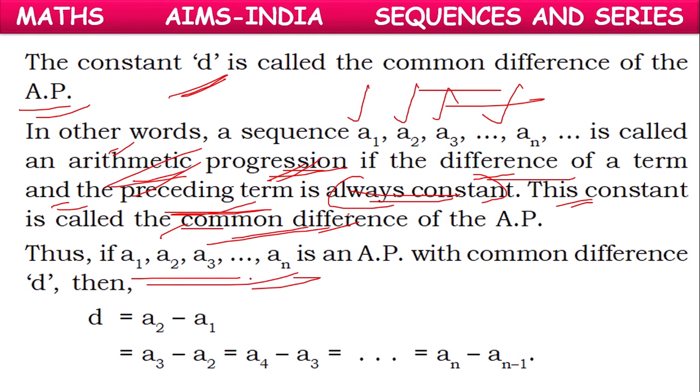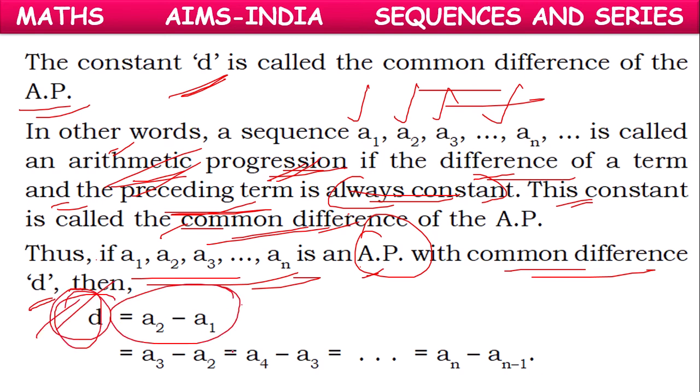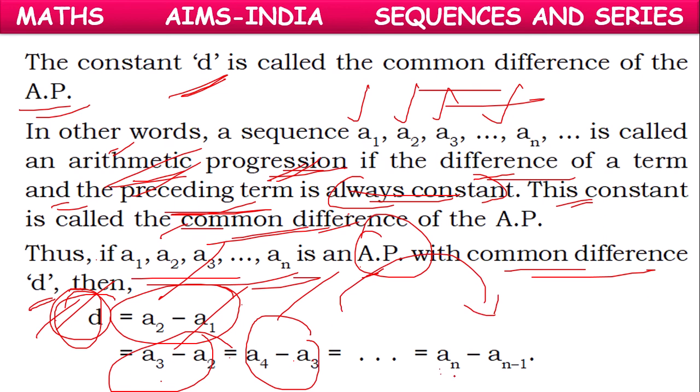If a1, a2, a3 up to an is an AP with common difference d, then this common difference d is given by the formula a2 minus a1, a3 minus a2, a4 minus a3, meaning the difference of any term and its preceding term. Or in general, we can take an, the nth term, minus a(n minus 1), its preceding term. n may be any number.